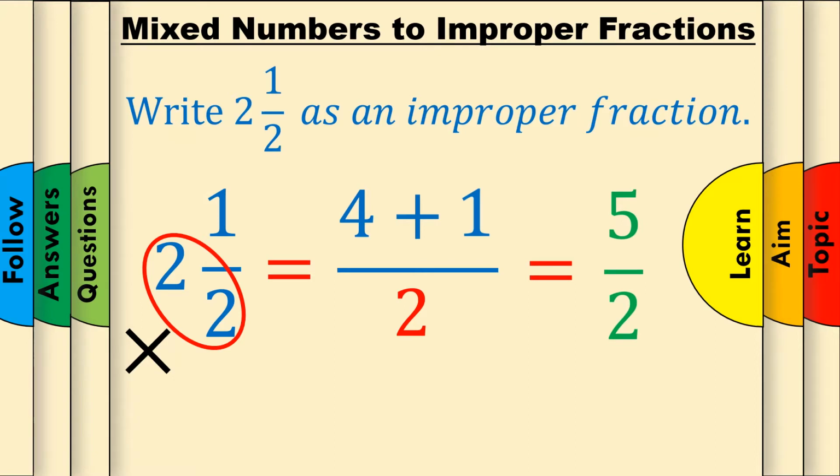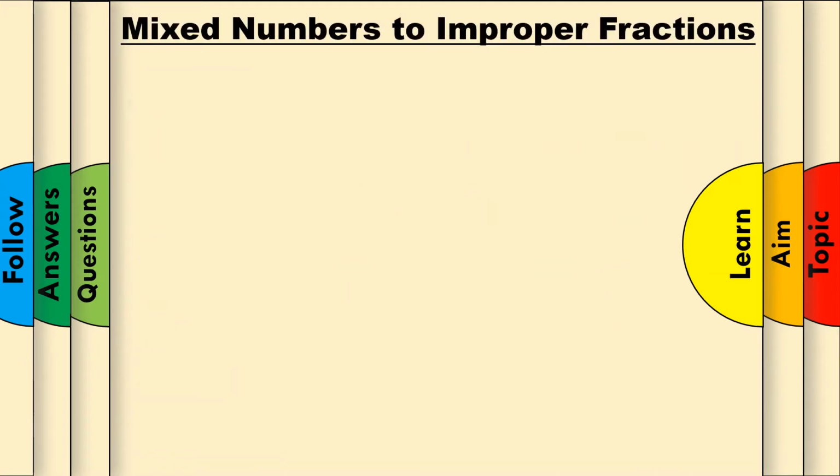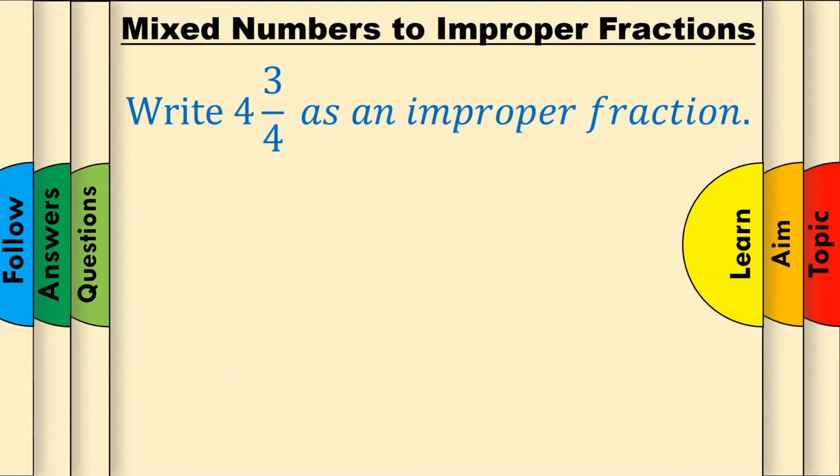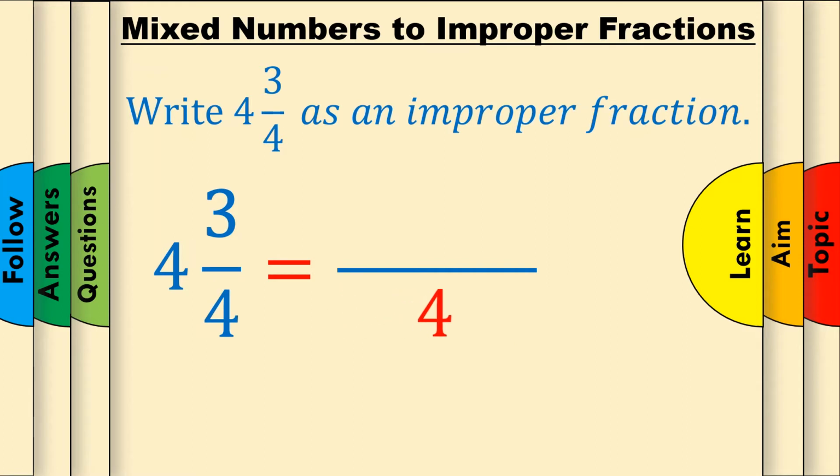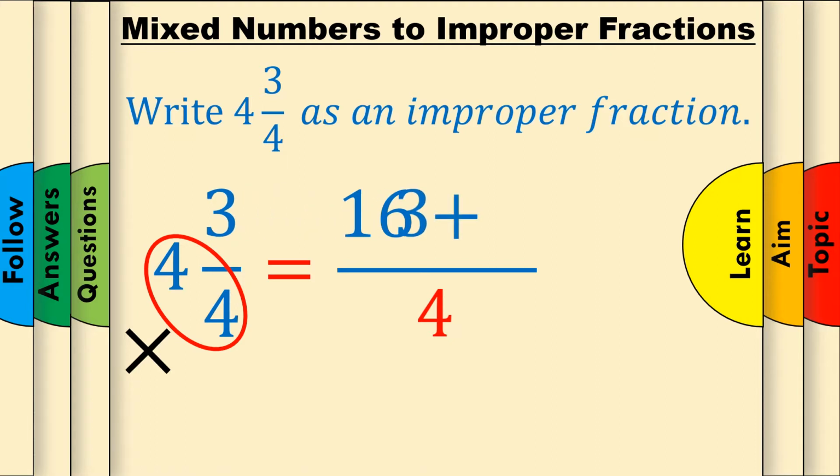Simple, right? Let's have a look at another example. Write 4 and 3 over 4 as an improper fraction. Like before, just drag the denominator along into our answer. To finish our answer, we need to multiply the number at the bottom with the whole number. In this case, 4 multiplied by 4, which is 16. Then we need to add it to the numerator. In this instance, 3. 16 plus 3 is 19, so the final answer is 19 over 4.